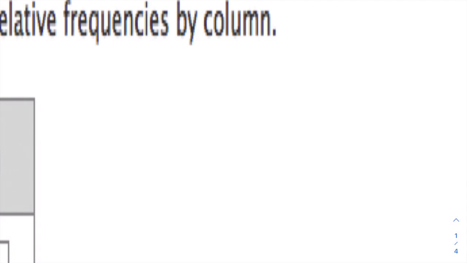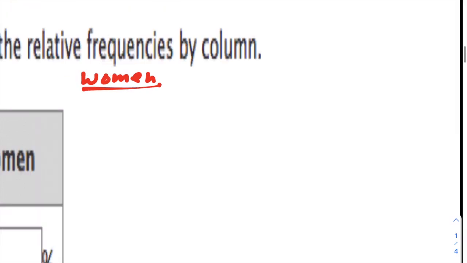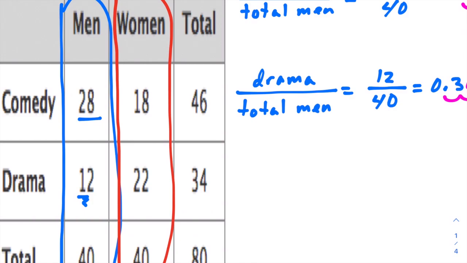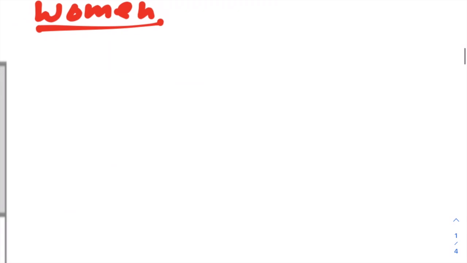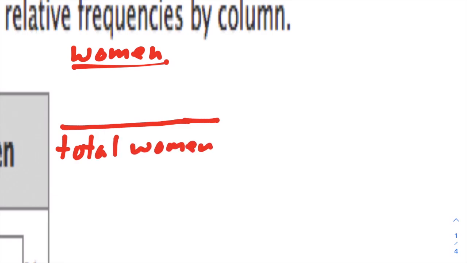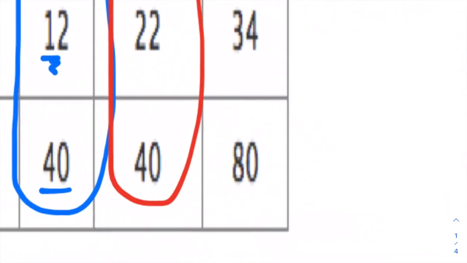So let's take a look at the women now. So we will make the women in red. And we're going to take a look at the numbers that are circled in red. So again, they asked 40 women. And we will do our fractions again. So this time it's going to be the total women. And we want to know again how many or what percent of them like comedy.